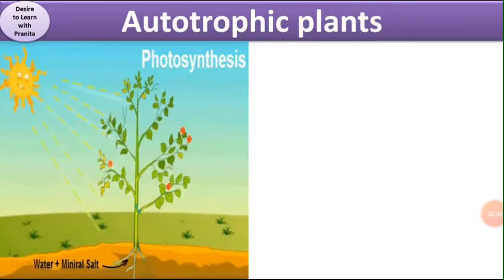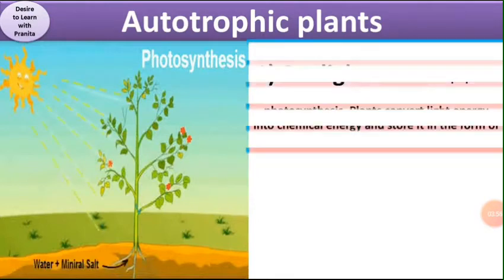Autotrophic plants. Photosynthesis, we will see. The plants also need food for their growth. They can produce their own food with the help of sunlight and chlorophyll. Plants make their food in their leaves using water and nutrients from the soil and carbon dioxide from the air. This process is called photosynthesis.